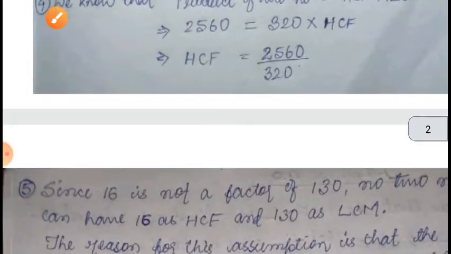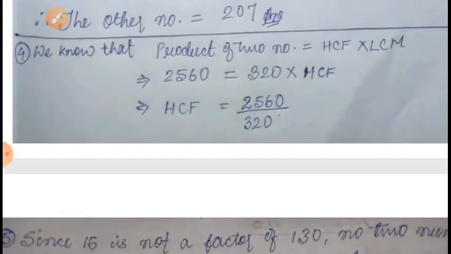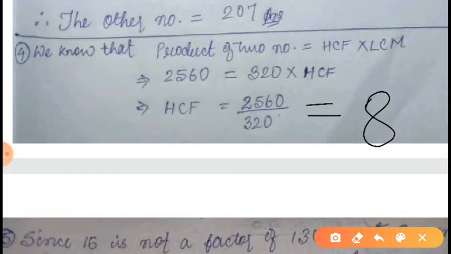When you divide 2560 with this 320, you will get the answer as 8. You will get the answer 8. I hope you are understanding this. When you divide these two, you will get the answer equal to 8. Okay, so this was all about this question.